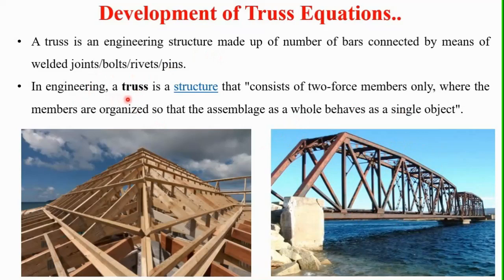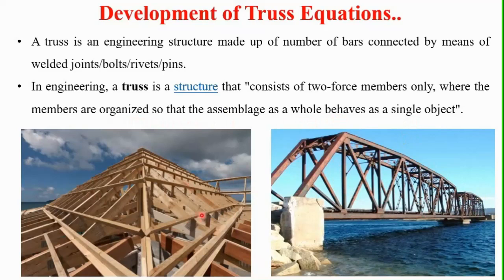Again, in engineering, a truss is a structure that consists of two force members only. Either this truss will carry a tensile load or it may carry a compressive load. The members are organized so that the assemblage as a whole behaves like a single object. This whole assembly can behave like a single object. This bridge is a single object here.